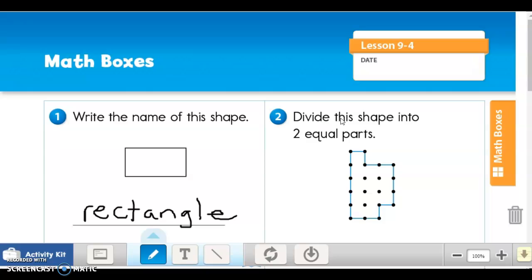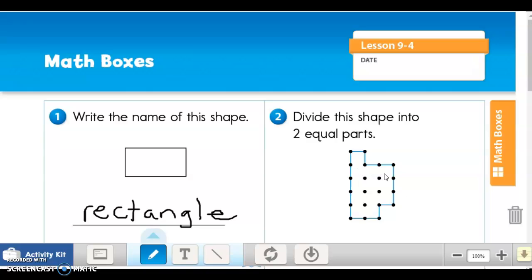Number 2 says divide this shape into 2 equal parts. When I look at that, I see all of those small squares. I'm going to just count that. 1, 2, 3, 4, 5, 6, 7, 8, 9, 10, 11, 12. So there's 12 small squares. If I was to have 12 cookies and share them with my friend, that means that they would get 6 cookies and I would get 6 cookies. So I'm going to try to divide this shape and have each part have 6 small squares.